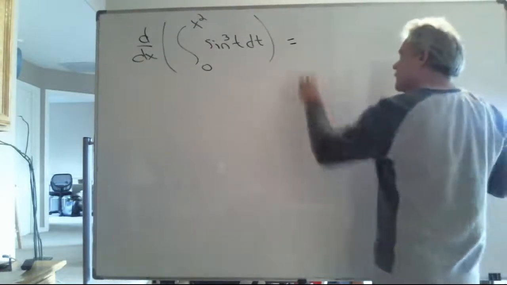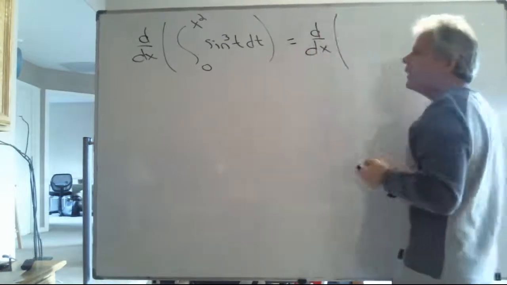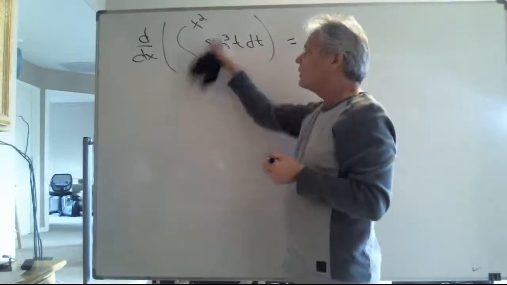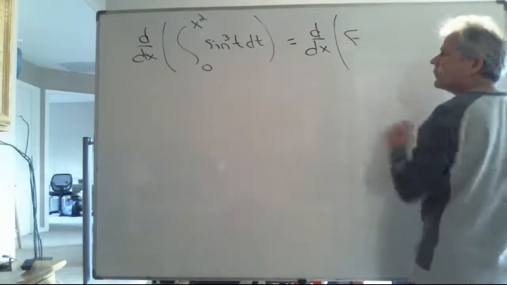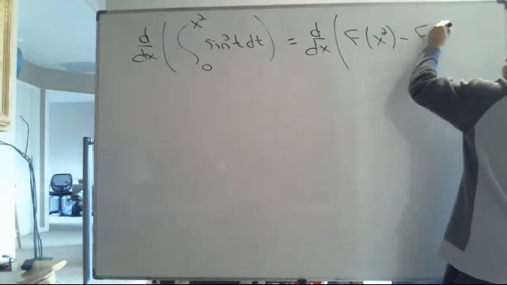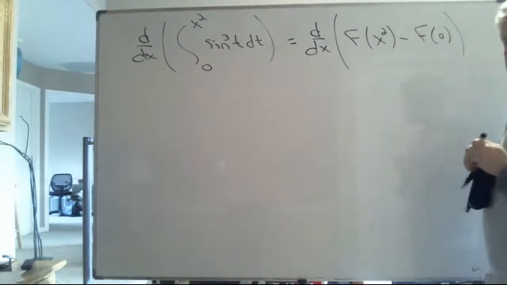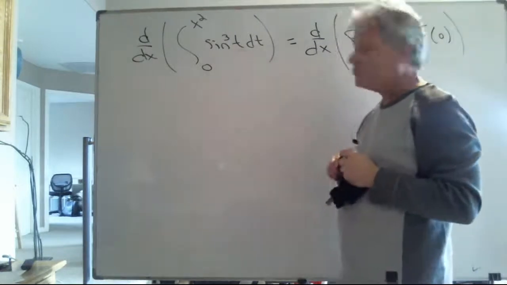Now, forget about the differentiation process. Let's concentrate on what's inside the parentheses first. Don't you agree that to integrate this, I have to find some antiderivative called big F? Evaluate the upper bound minus big F evaluated at the lower bound, according to the second fundamental theorem of calculus. Again, big F is some function whose derivative is a sine cubed function.